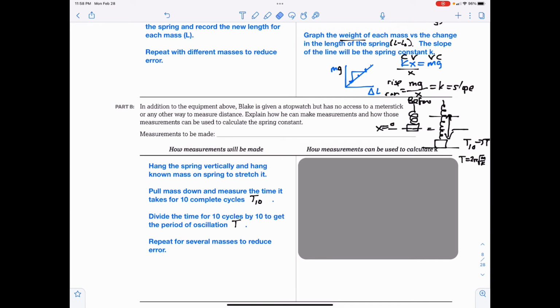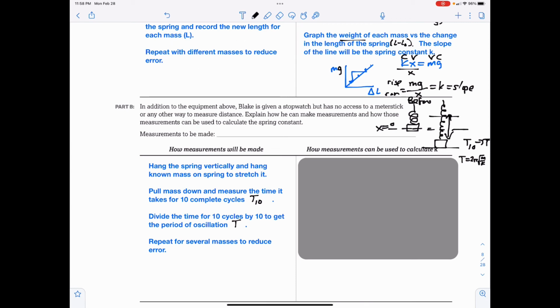Okay, we're going to hang the mass vertically to basically stretch it. We're going to pull it down and measure the time it takes to complete 10 cycles. We'll call this T10. We'll divide by 10 to get the time for one cycle, or the period of oscillation, T. And it's very important to include this last sentence.